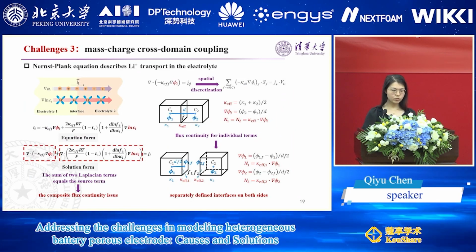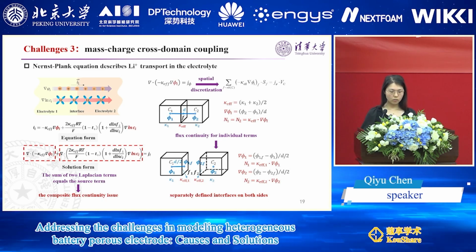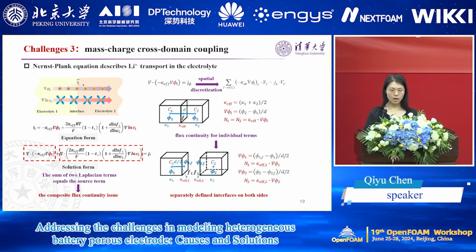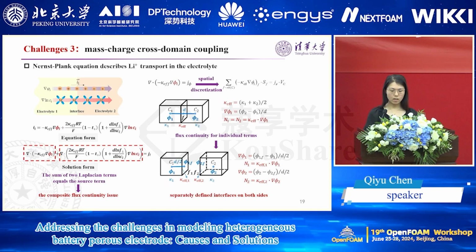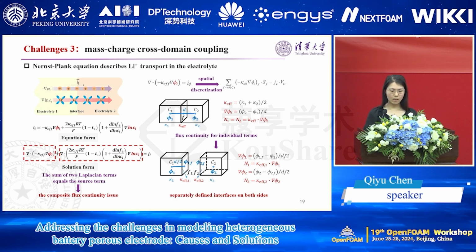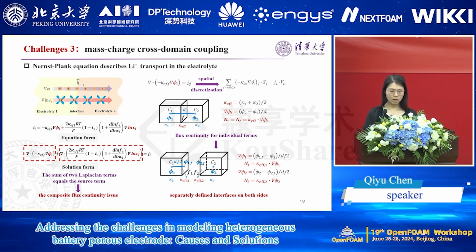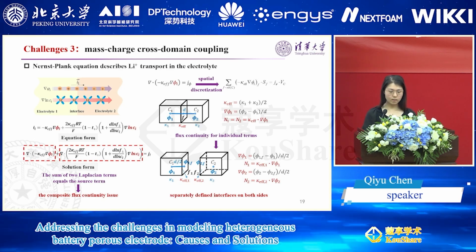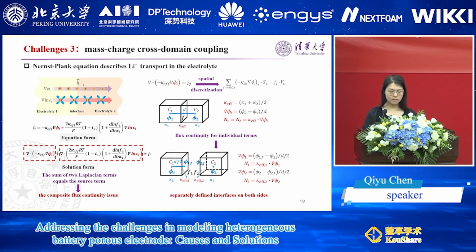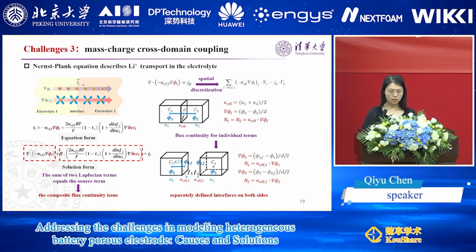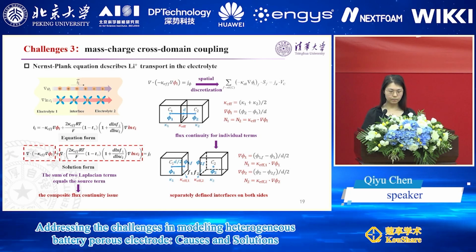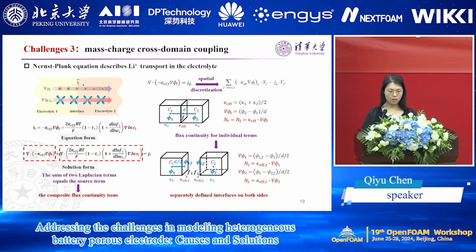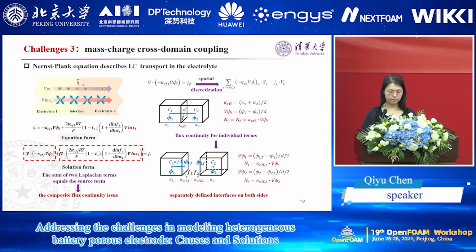Challenge 3: mass charge cross-domain coupling. We know the Nernst-Planck equation describes lithium-ion transport in the liquid. The ion flux in the electrolyte is influenced by both the electric potential field and concentration gradients. This complex flux, resulting from the combined influences of two fields, necessitates adherence to the continuity condition at interfaces, making it a distinction from the flux continuity within a singular physical field.